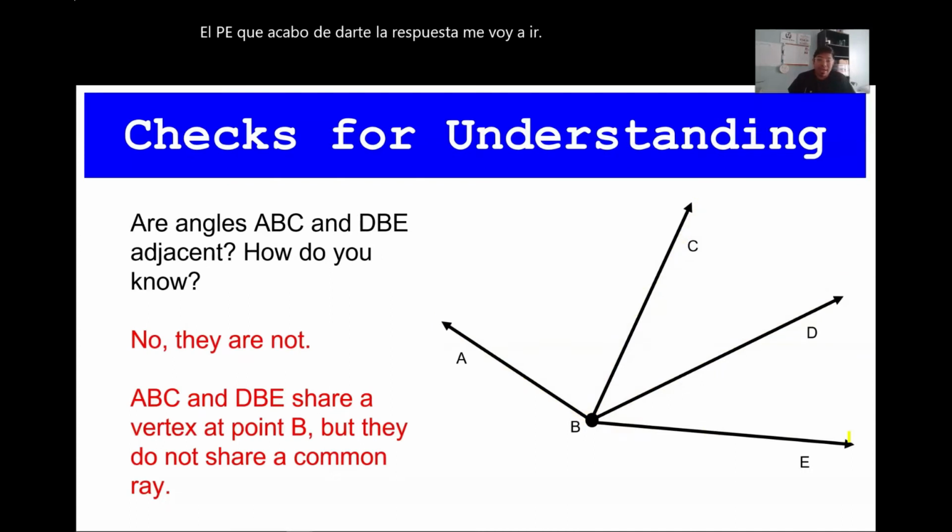No, they are not. Because ABC and DBE share a vertex at point B, but they do not share a common ray. Okay?